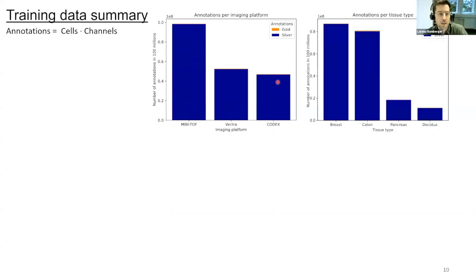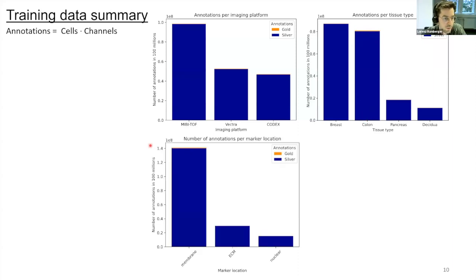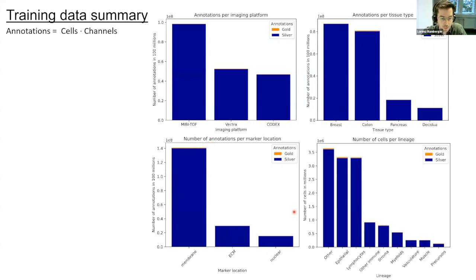Here you see the annotations per tissue type, again in 100 millions. And you also see that most of the annotations were from a large breast cancer data set, and we have two different colon cancer data sets. Here's the number of annotations per marker location. So we bin the markers into membrane markers, extracellular matrix markers, and nuclear markers. And membrane markers far outnumbered all of the other markers.